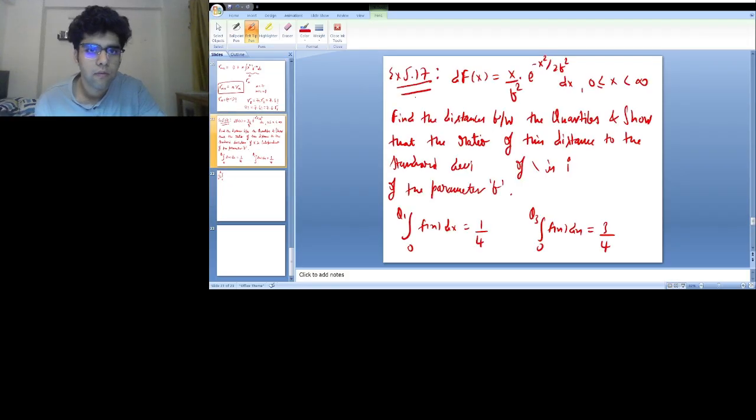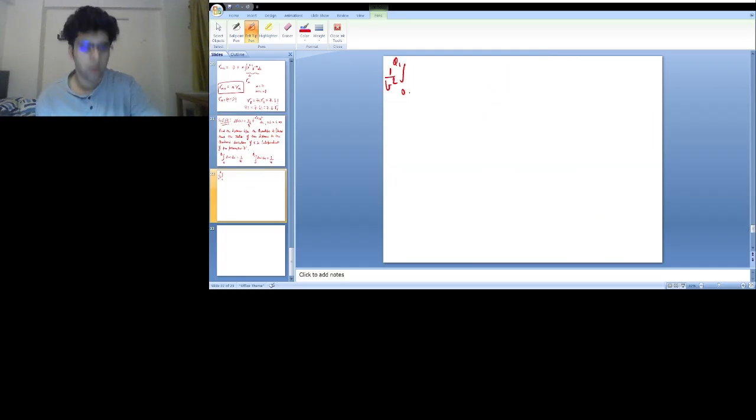So just taking b square outside. This is my PDF: x upon b square e to the power minus x square upon 2b square. Let me just write this clearly. So I need the integral from 0 to q1 of x upon b square e to the power minus x square upon 2b square dx, where x lies between 0 and infinity. But we need to show that this is equal to 1 by 4 to find q1.